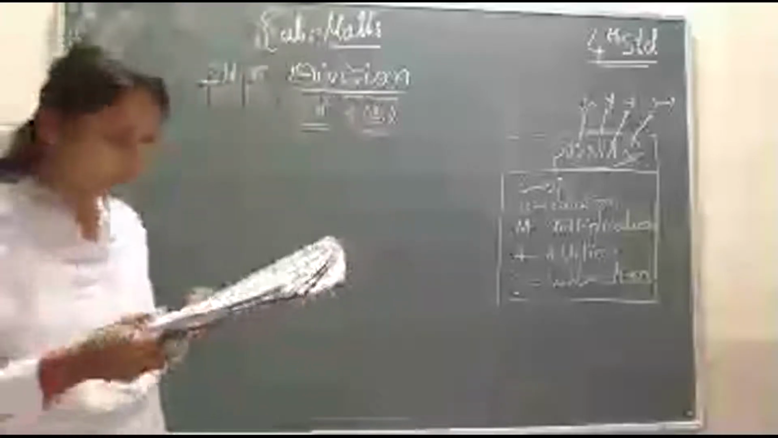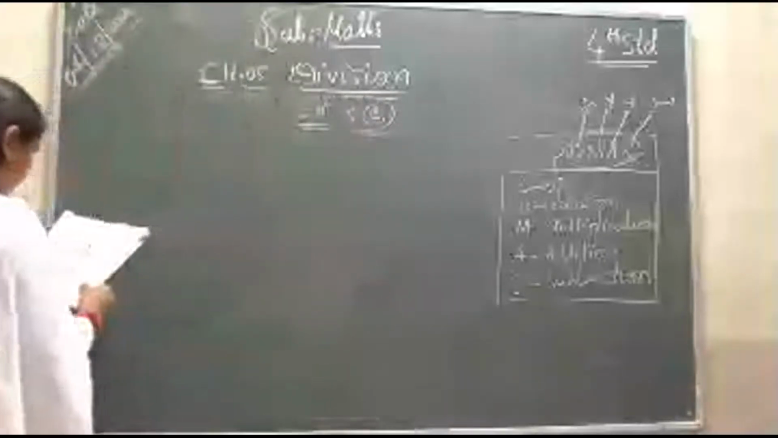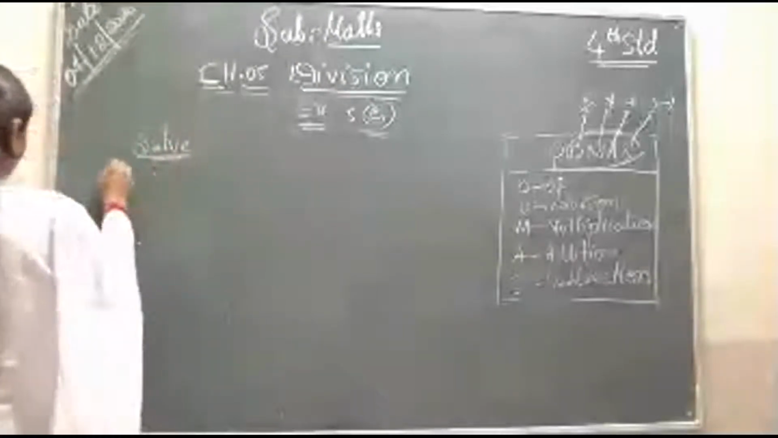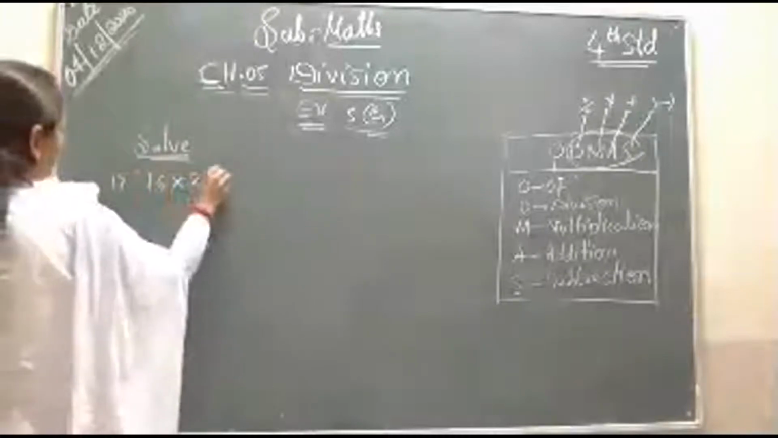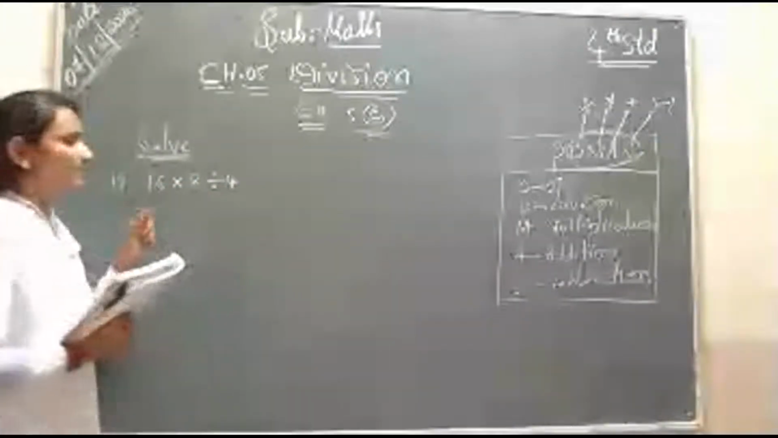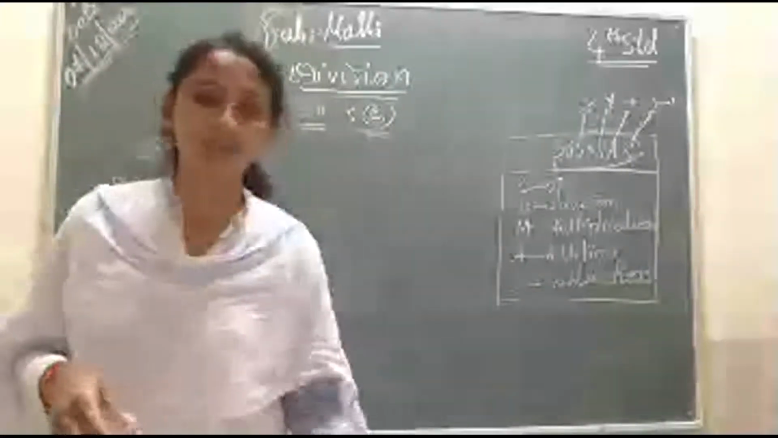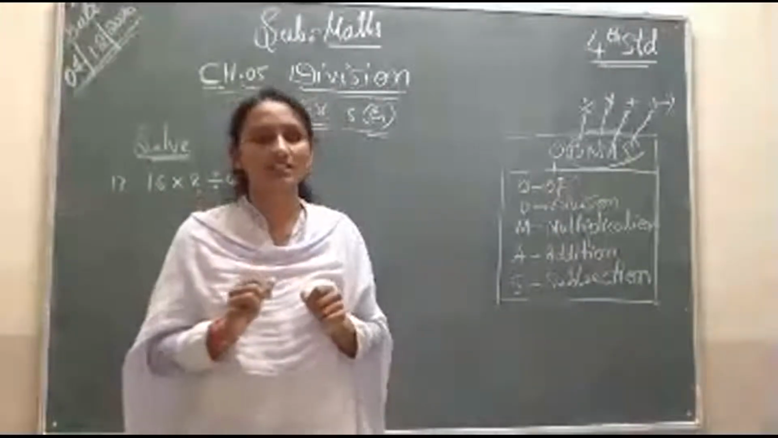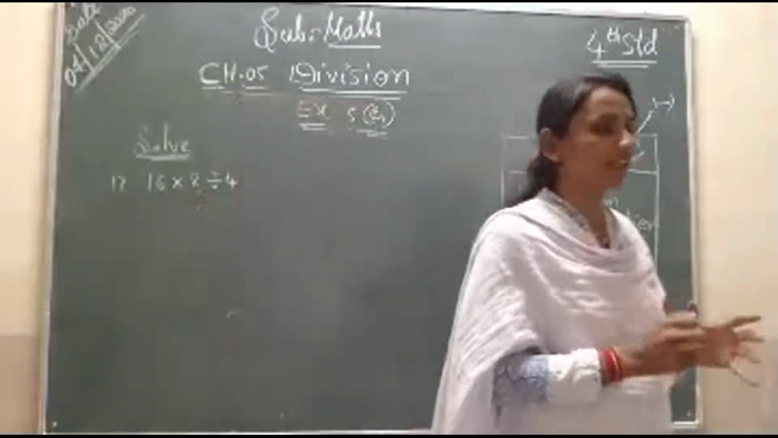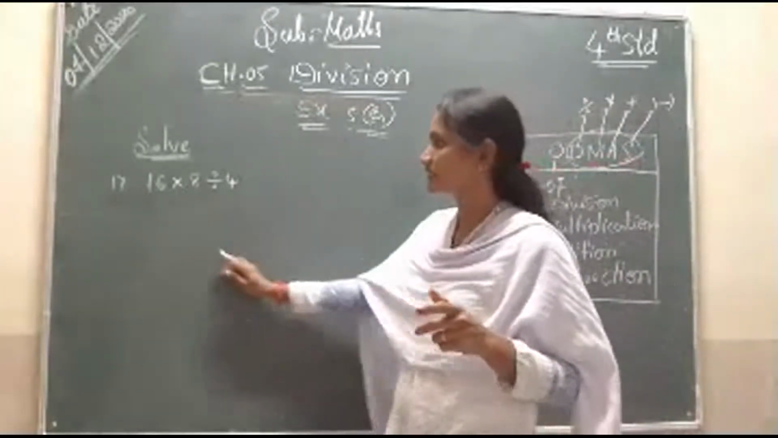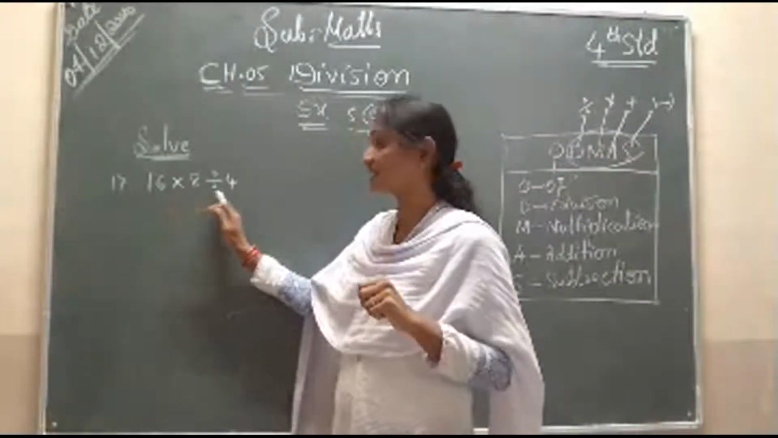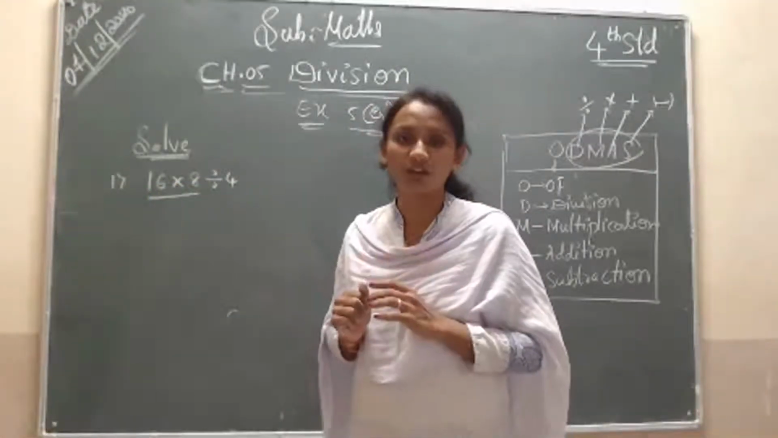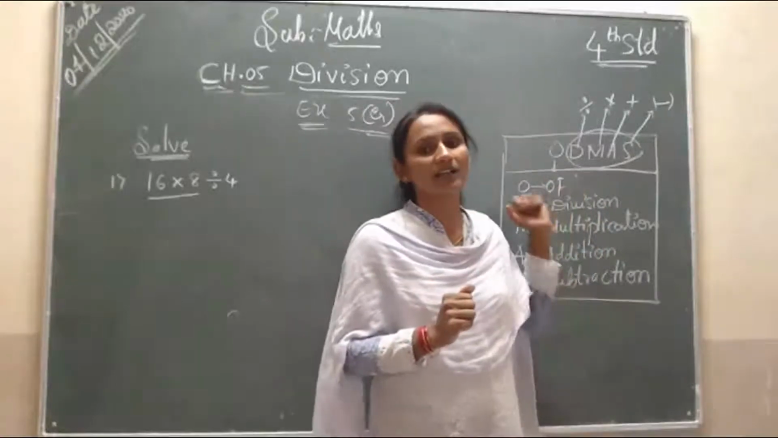So can you see the question, from the exercise, solve. First, 16 into 8 divided 4. Students, 16 into 8 divided 4, how do you solve it? You have to apply the DMAS rule. Can you observe the symbols given: first multiplication, next division. If you multiply these two numbers first, that is the wrong method, because you must use the four fundamental rules.